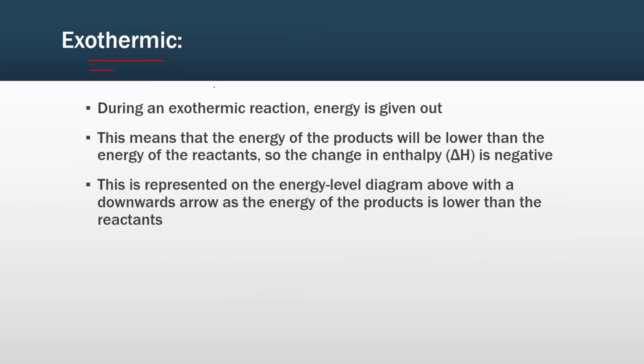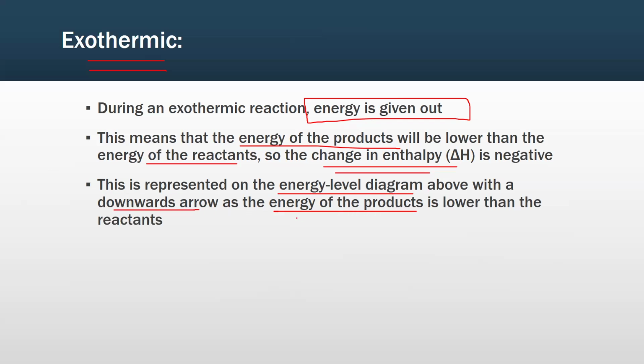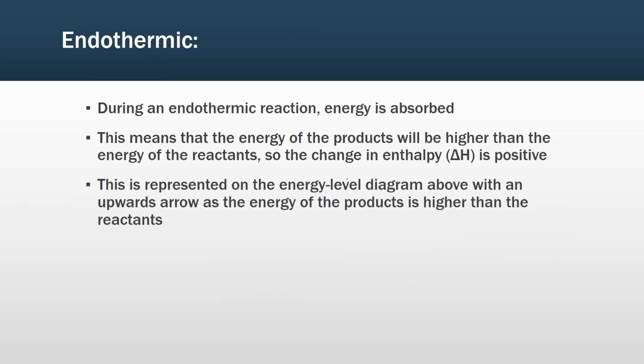So during an exothermic reaction, energy is given out. This means that the energy of the products will be lower than the energy of the reactant, so the change in enthalpy is negative. And that is also represented on the energy level diagram that we saw on the previous slide, along with a downward arrow as the energy of the products is lower than the reactants.